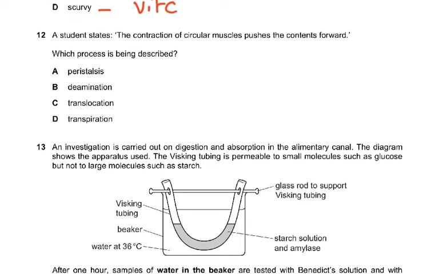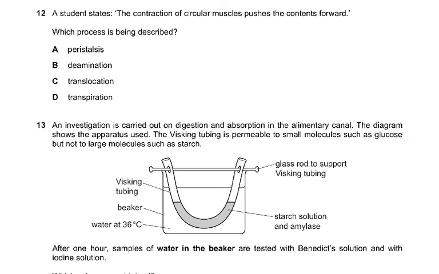A student states the contraction of circular muscle pushes the contents forward. Which process is being described? Circular muscles contract like this only in peristalsis. So the answer is A.